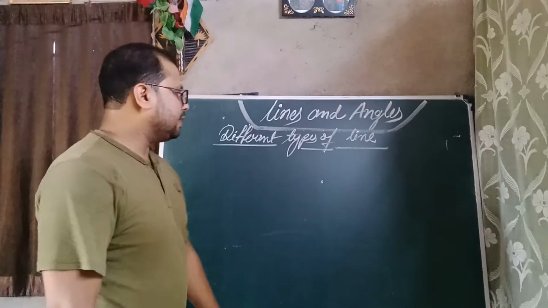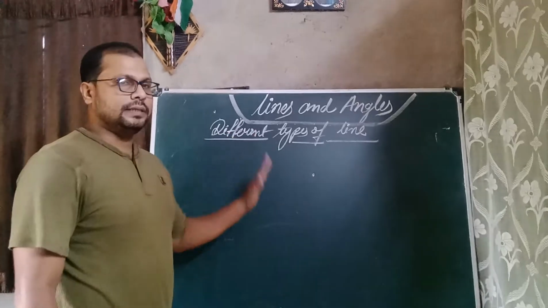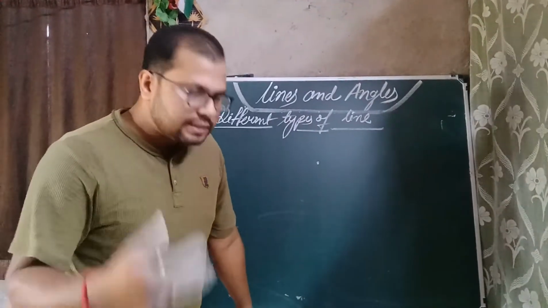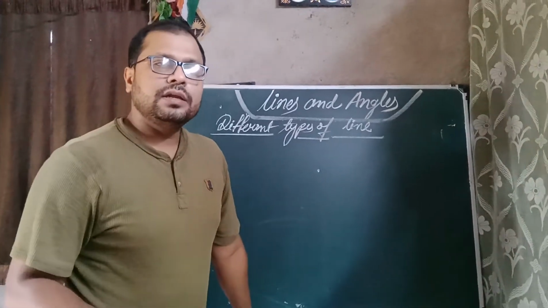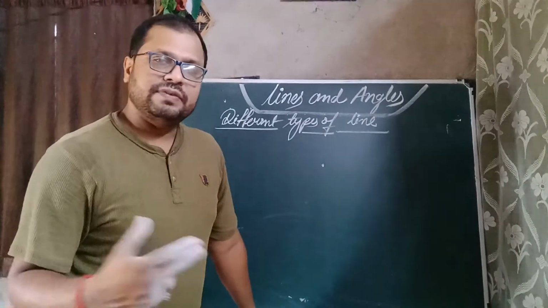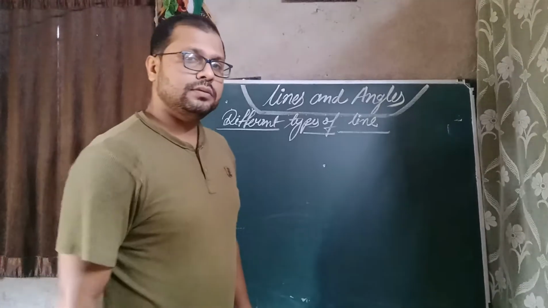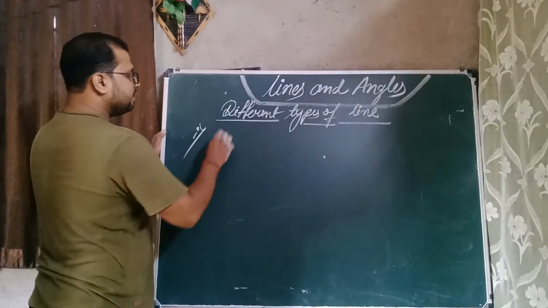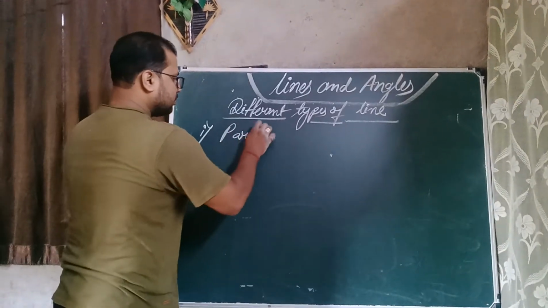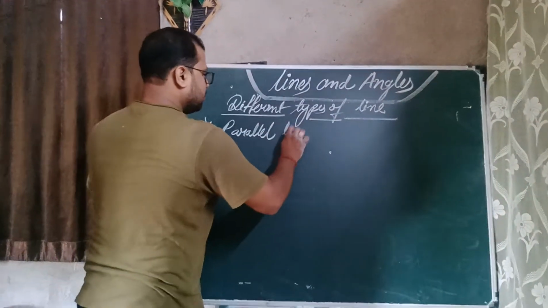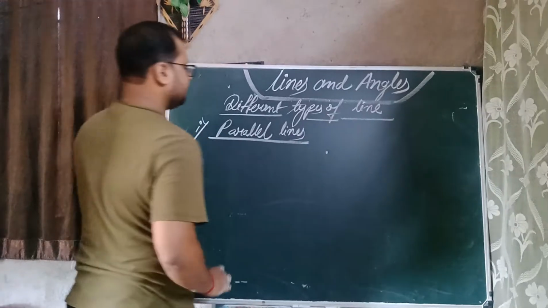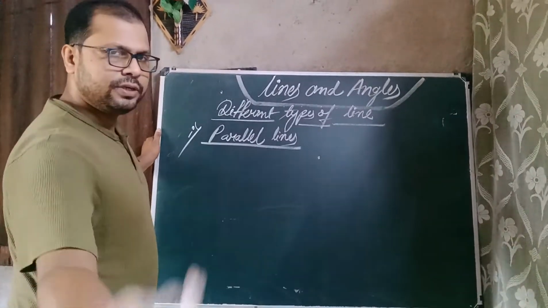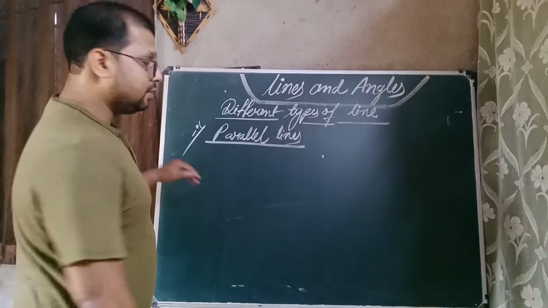So now students, we will focus on a different part of this chapter, that is different types of lines, where we'll understand how lines come in different positions, so their names will be categorized. First, I'll start with parallel lines. I will not define it because definitions you can find in the book. I will just make sure you understand what it is and how it is.